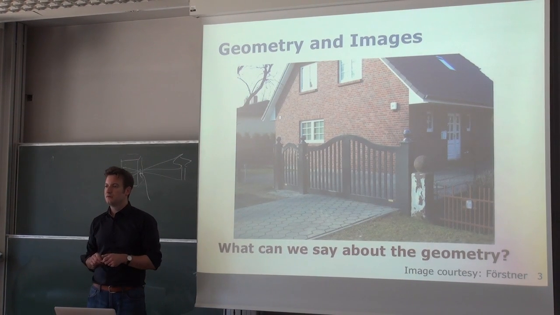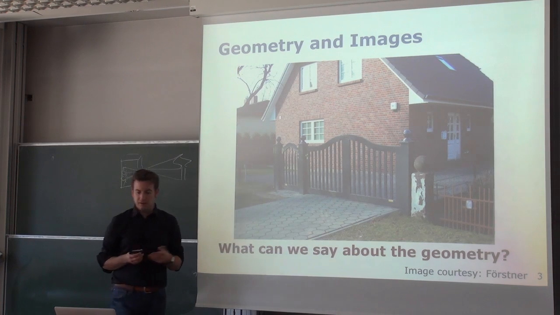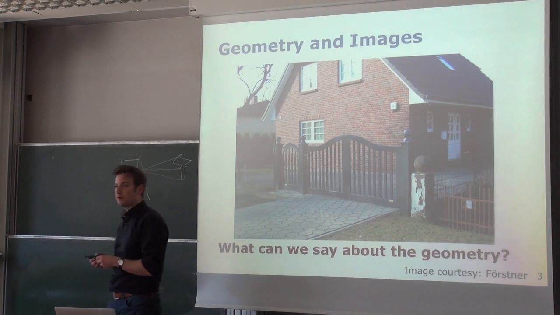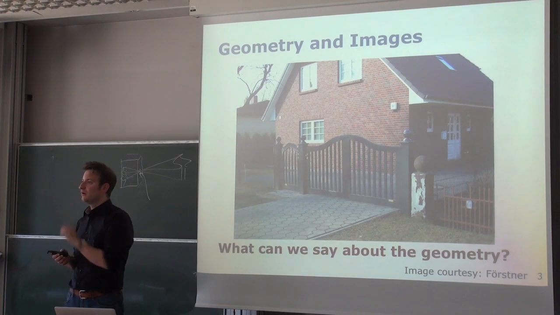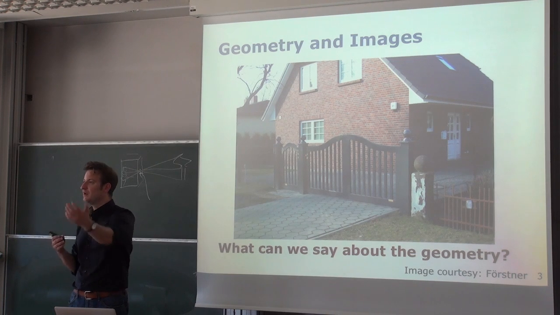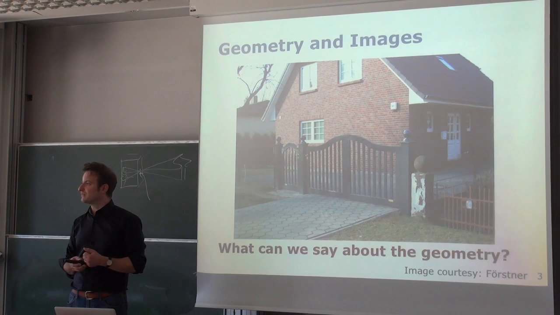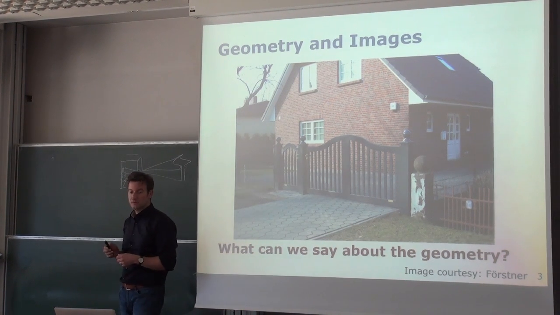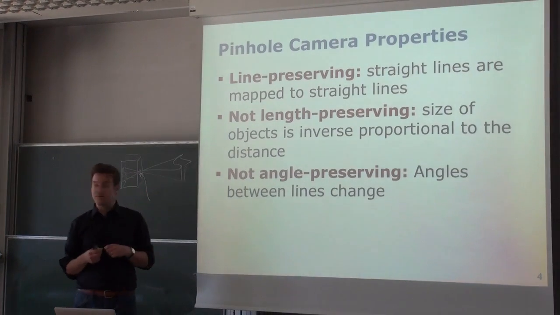Also, not because you have a perspective effect. The size of the object differs depending on how far away it is from the camera. This basically determines how large the object is in the image. So two objects of the same size at different distances to the camera are, of course, mapped at different sizes in my image. So we don't preserve lengths. This is exactly just a summary of what we have discussed here.